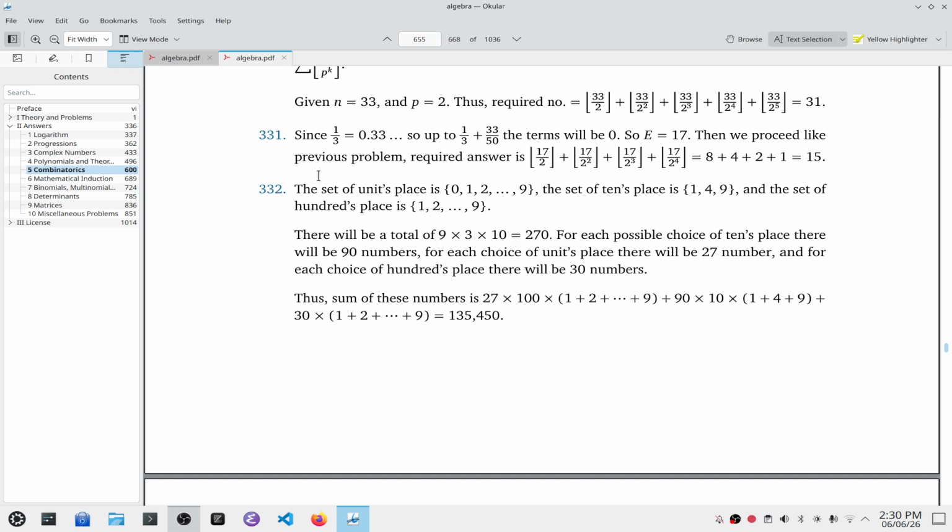Then we proceed like the previous problem. Required answer is floor of 17 by 2 plus floor of 17 by 2 square and so on. So the answer is 8 plus 4 plus 2 plus 1, which will be equal to 15.